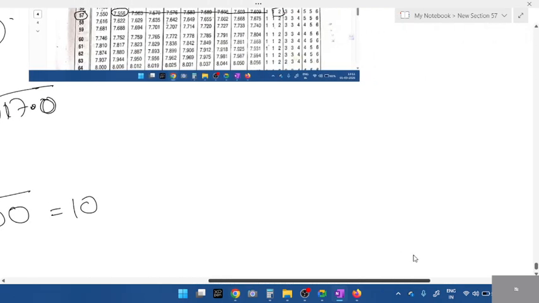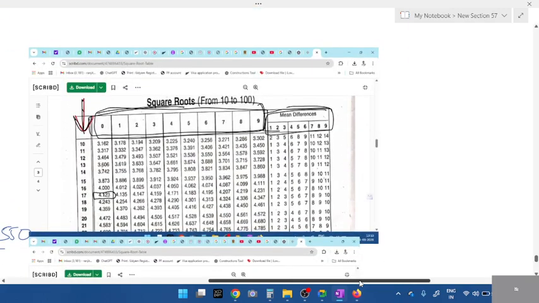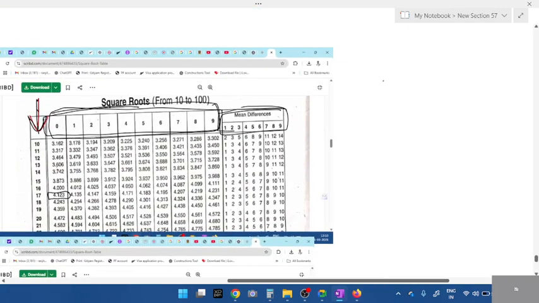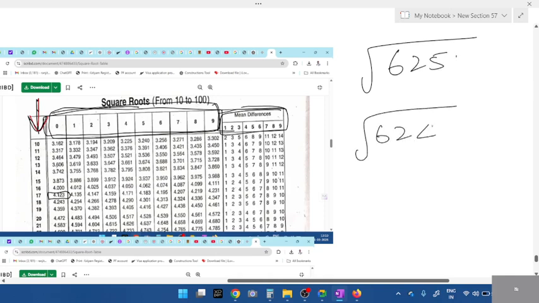Next, after solving, what if you get 500 and... what is the square root of 625? 25. But what if they give square root of 624? Is it possible to solve? No, right? Then how will you solve this using the log table? You can either do the long division method. If not, I'll teach you one more method.